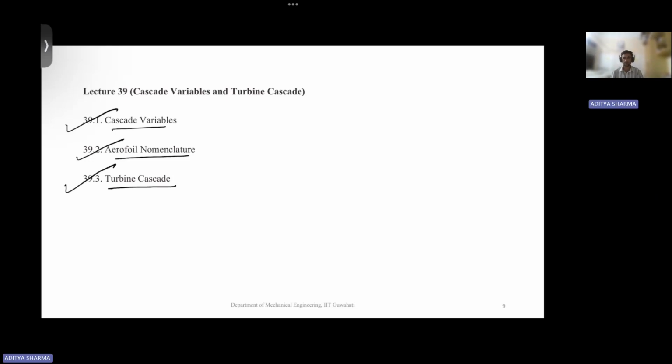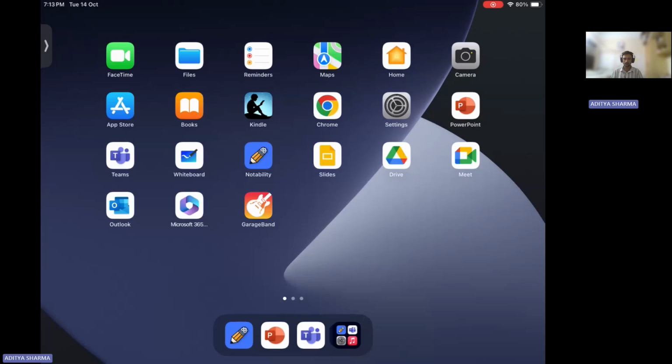Okay, so turbine cascade. So angles, we'll see different angles. Three angles are there. One is your camber angles, then blade angles, then air angles.